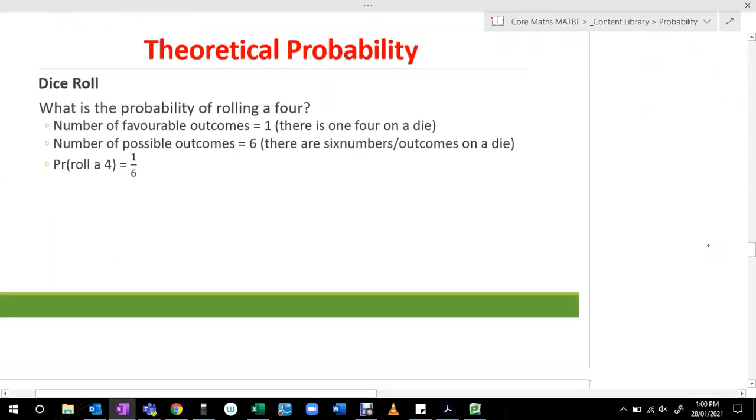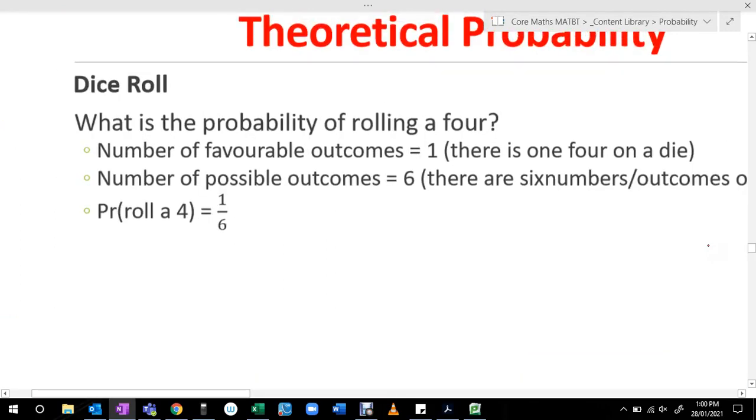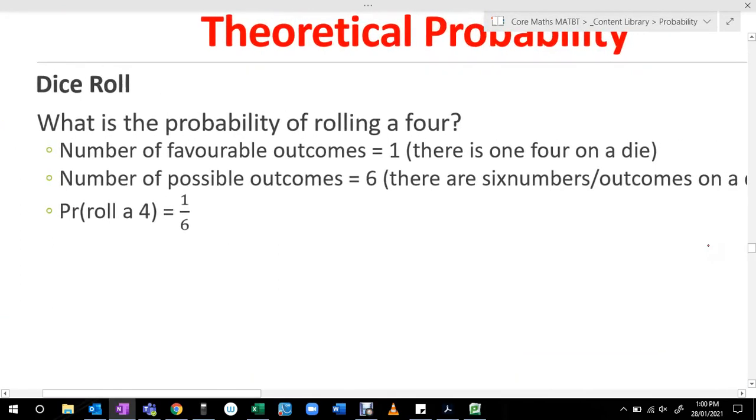Okay, so here's an example. What is the probability of rolling a 4 on the dice? Well, we know that the probability of getting a 4, you only have one 4 and there's 6 sides on the dice, yeah? So in this case, 4 is the outcome that you want. So PR 4, because there's only one 4 on the dice. Number of possible outcomes is 6. So remember your formula.